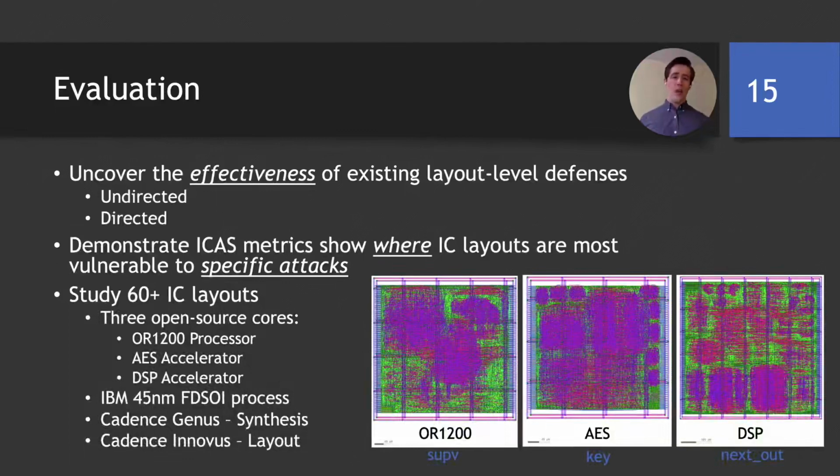If you recall, the net blockage and route distance metrics are targeted metrics that measure characteristics about designer annotated security critical nets. While designers might classify different nets as security critical depending on the deployment scenarios they are considering for a specific design, we select a set of nets across each design that we deem security critical based on demonstrated attacks from the literature. For the OR1200, we select the supervisor mode bit nets. For the AES, we select all 128 key bit nets. And for the DSP, we select the next out interrupt signal nets.